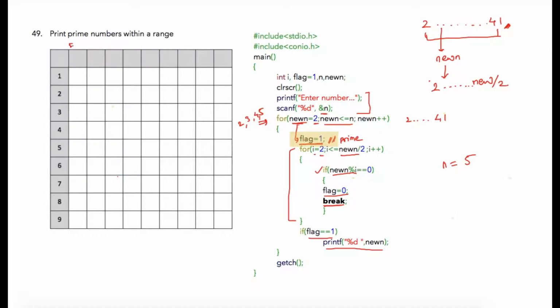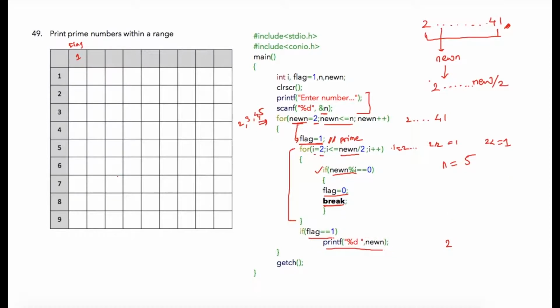So initially variable flag is initialized to 1, then this for loop will be executed from i equal to 2 till new n divided by 2, that is 2 divided by 2, which is equal to 1. So the condition will be 2 less than or equal to 1, which is a false condition. So this inner for loop will not be executed at all, and because flag is equal to 1, new n will be printed on the screen, so 2 will be printed.